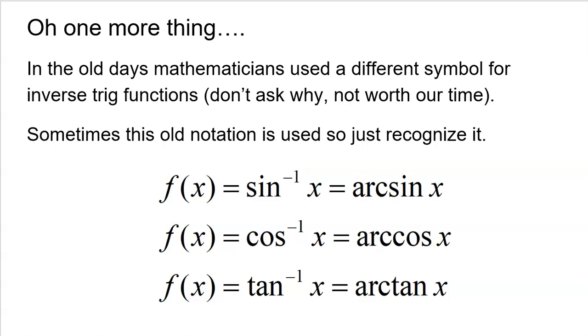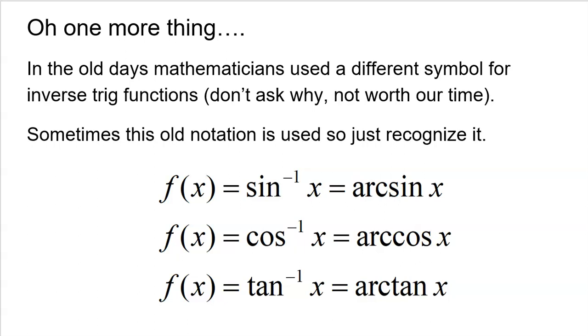But we use that little -1 nowadays to represent an inverse trig function. But back in the old days, they called it arc sine, arc cosine, arc tangent. So when you see that little ARC in front, it's arc, obviously. Arc sine is the old-fashioned way of representing an inverse sine. Arc cosine, inverse cosine, arc tangent, inverse tangent.